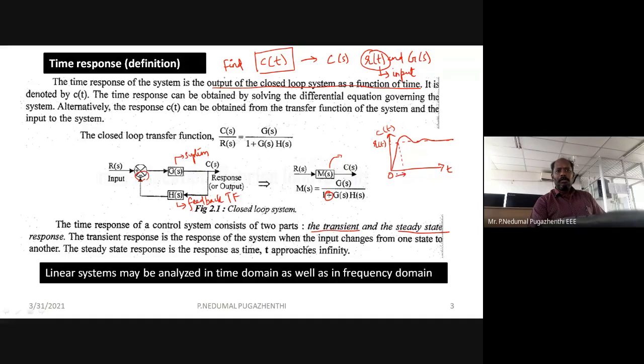Okay, this is called transient time, and the remaining time available here, we call this steady state. Combined, these two responses are called what? Time response. What is transient then?